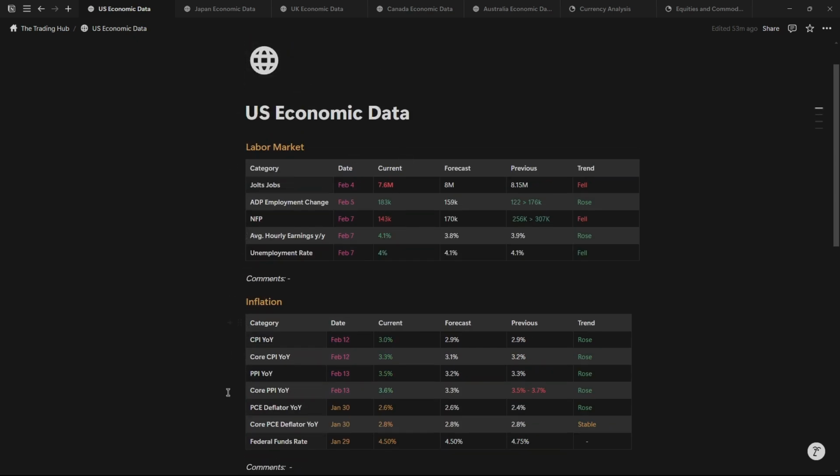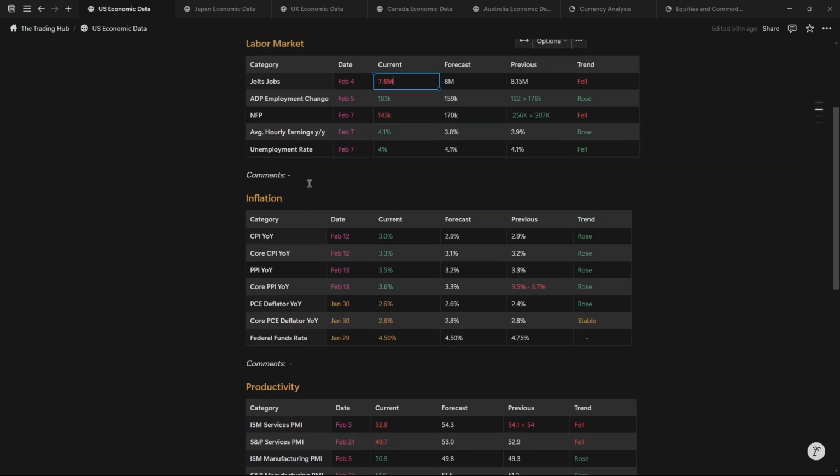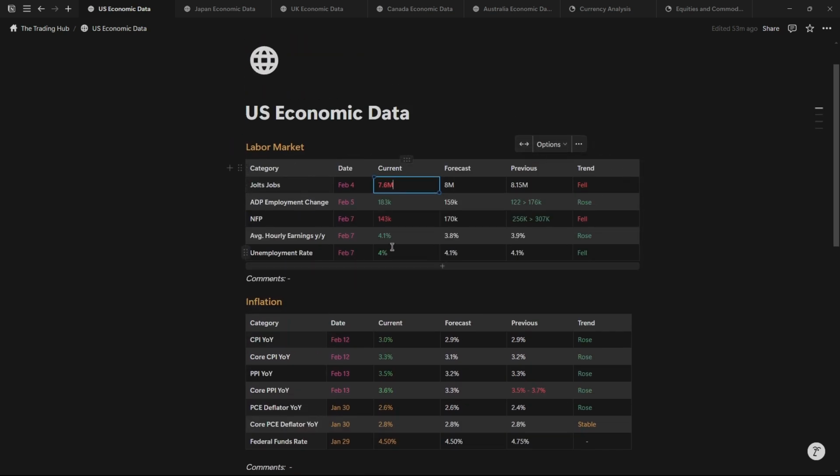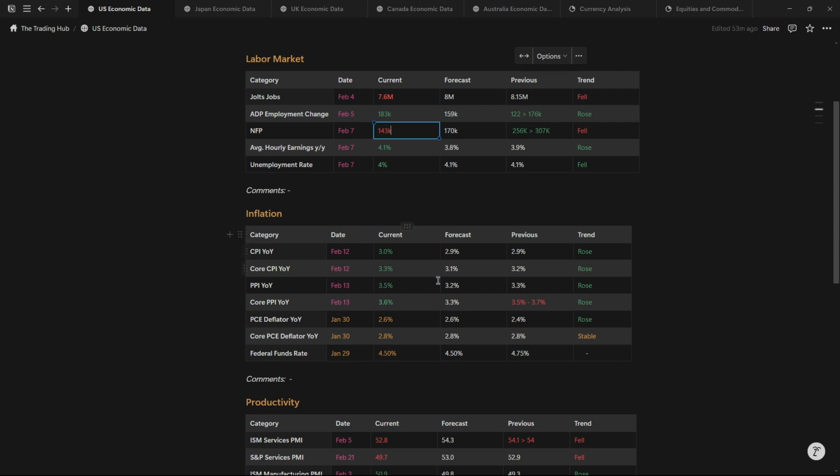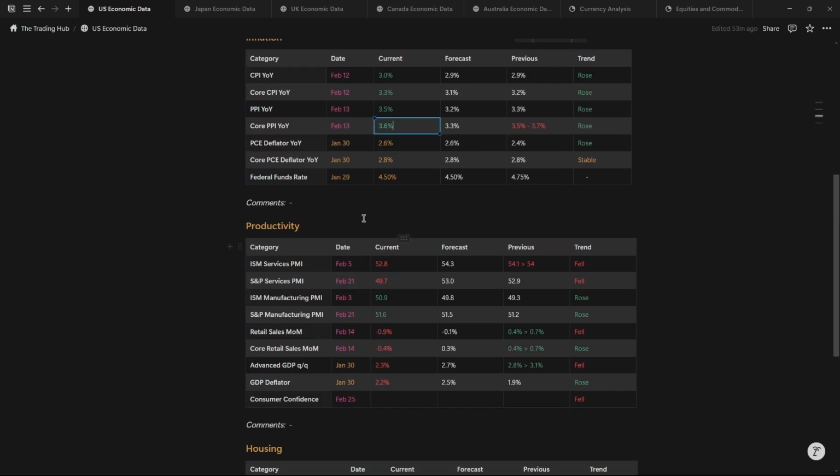moment. So I separate these in 3 different categories, and I can just look at labor market. If this is green, basically it means it's bullish for the currency. If it's red, it's bearish for the currency. So you can see that labor market is 3 greens, 2 reds. So overall that's more bullish, but yeah, it's mixed for the most part. Inflation is going up, so that's bullish for the currency. Productivity, as you can see, is very weak, so that is not good for the currency.